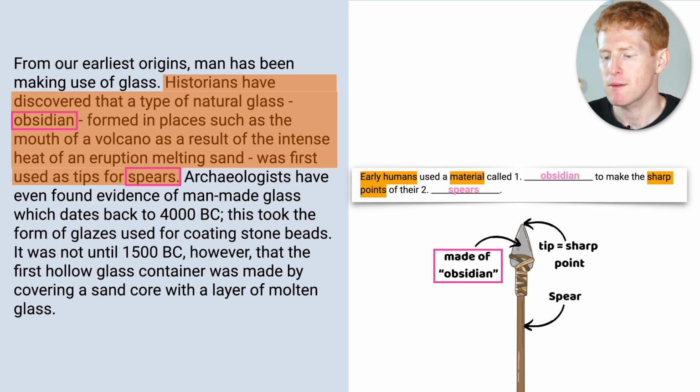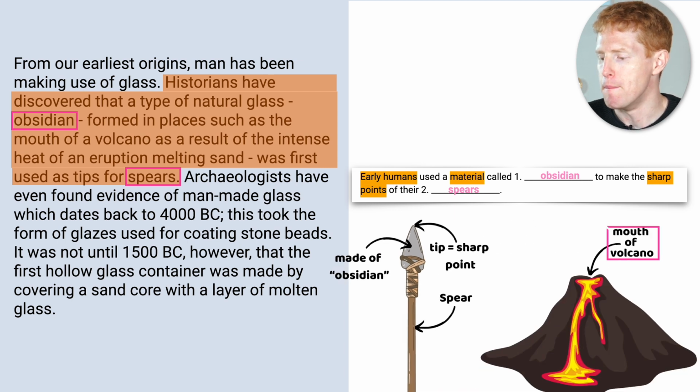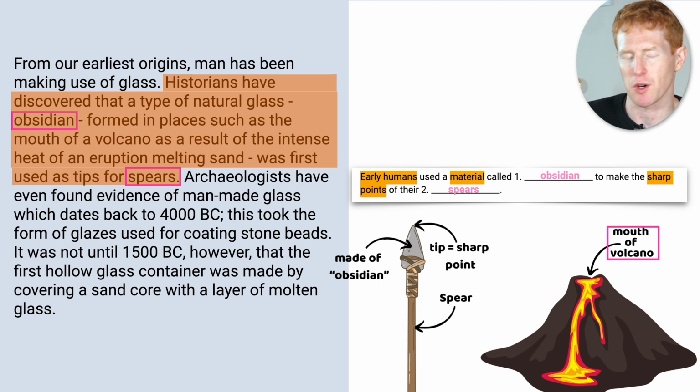Now, this material, this obsidian, was made from the mouth of a volcano. So that means the top of the volcano where the lava comes down from. Quite a difficult question.